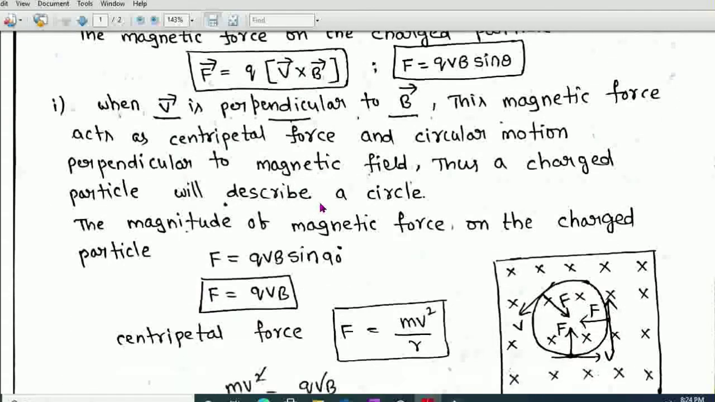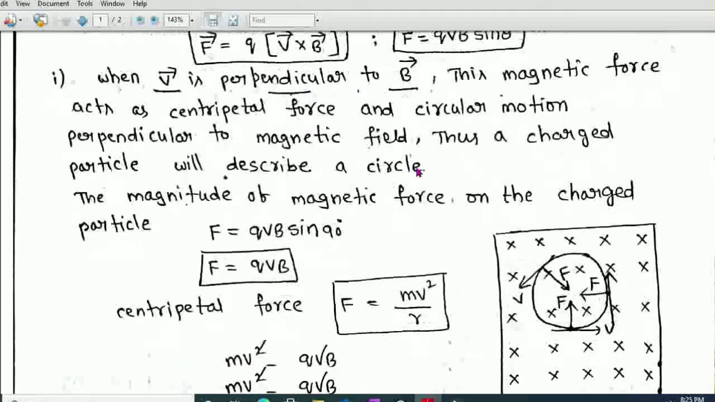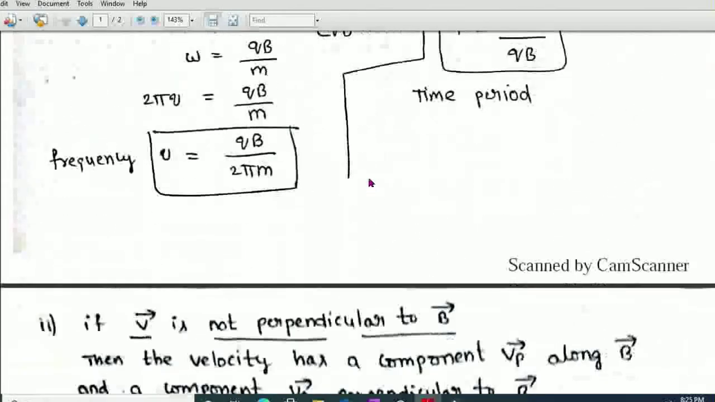That means finally in this case we can conclude that when the charged particle moves perpendicular to the magnetic field, the charged particle moves in a circular path. That is the first case. So now let us discuss the second case.